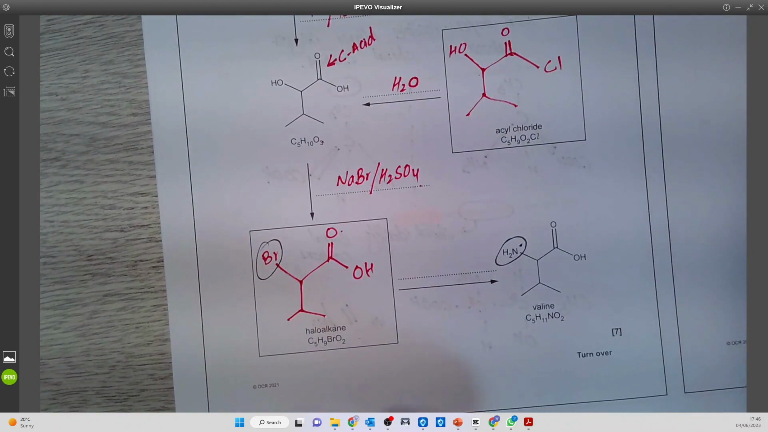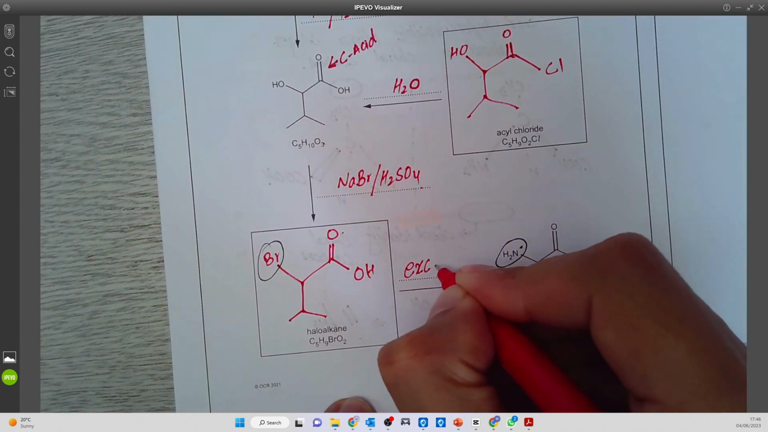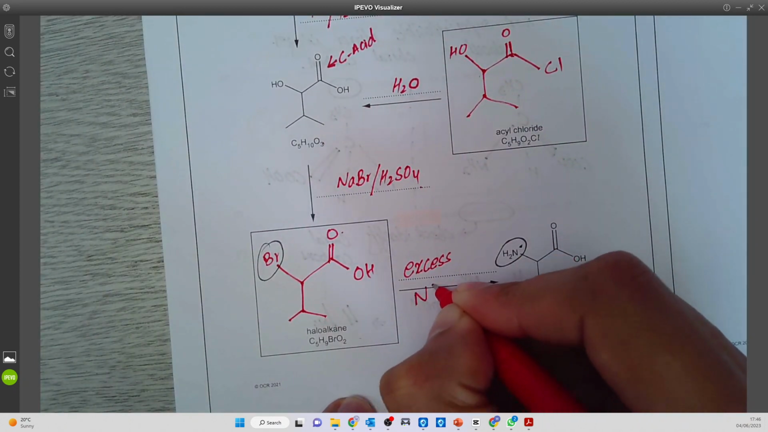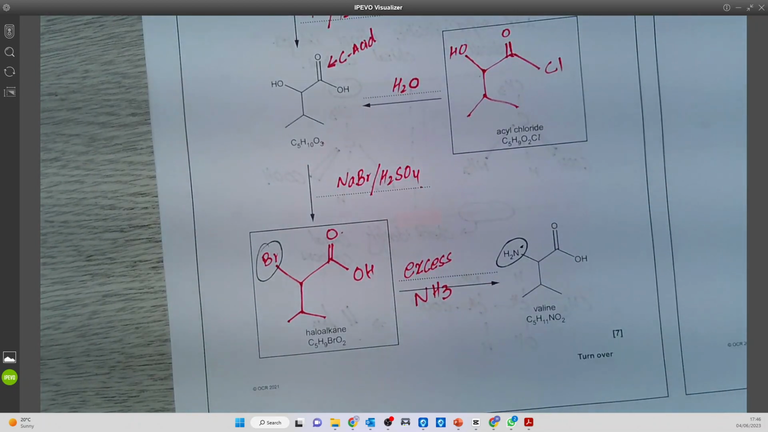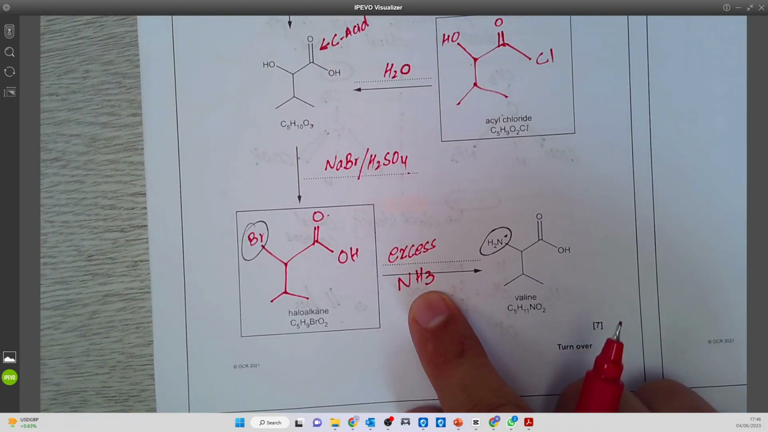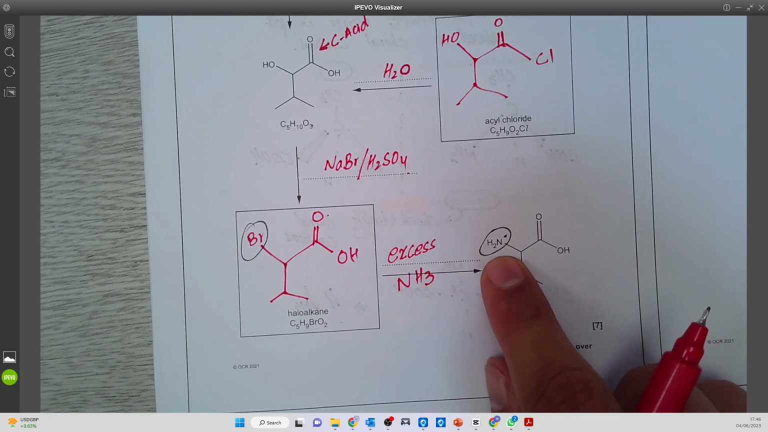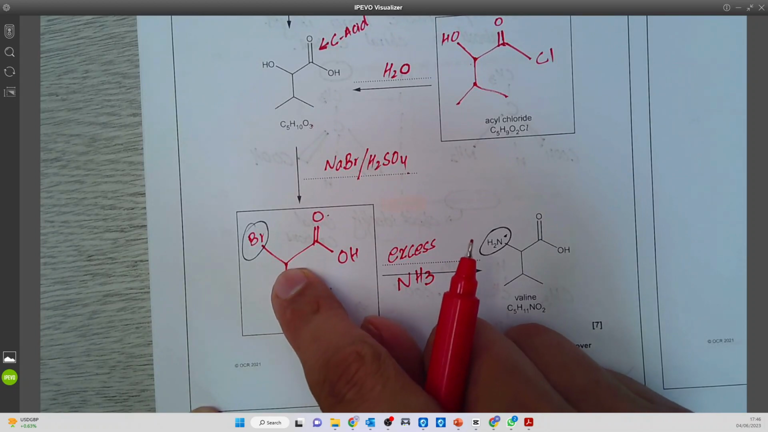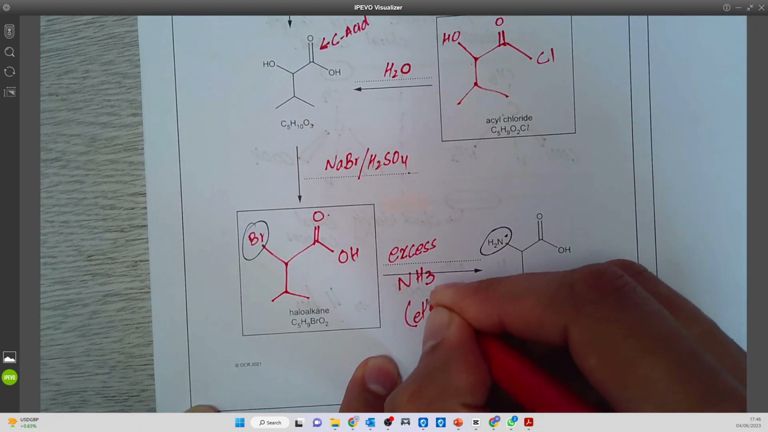It's a primary amine, and for that we use excess NH3. But I've missed one thing. Can anyone tell me what is it that I need to add in addition to this? Because we've got haloalkane, this could be aqueous. If it is aqueous, then it will produce alcohol here. We don't want alcohol to be produced because haloalkanes react with water. So it has to be ethanolic.